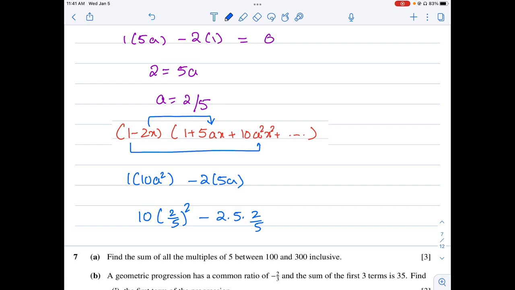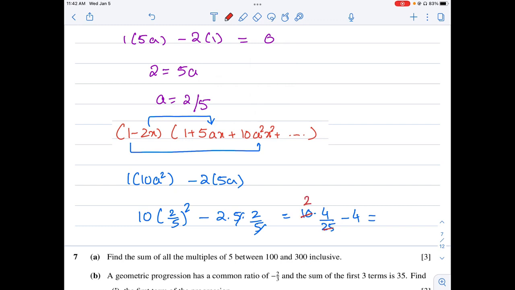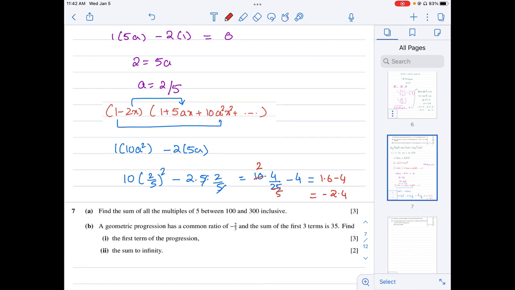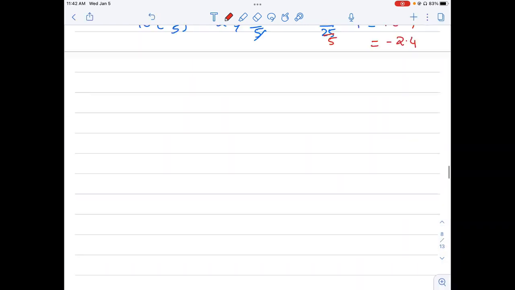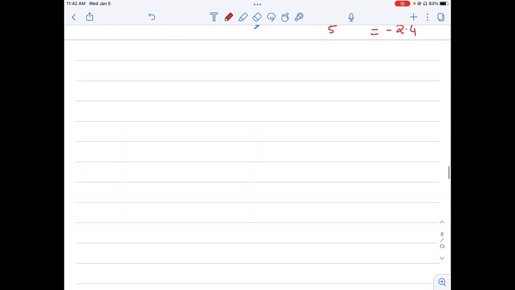So this becomes 10 times 4/25 minus, 5 gets cancelled, so it becomes 5 times 2, 5 times 5, so 1.6 minus 4, which becomes −2.4. I quickly add a page in case I have a third part of that question. That's it, there's no third part of the question, so that's going to be the answer.